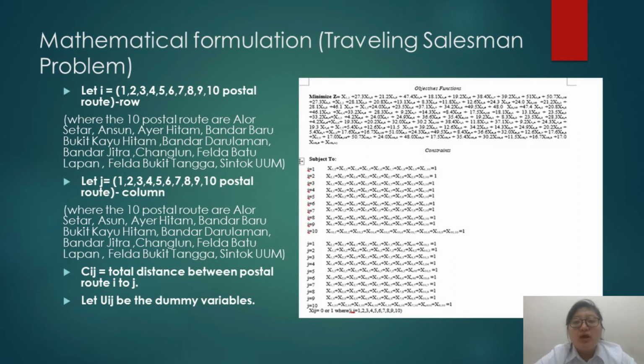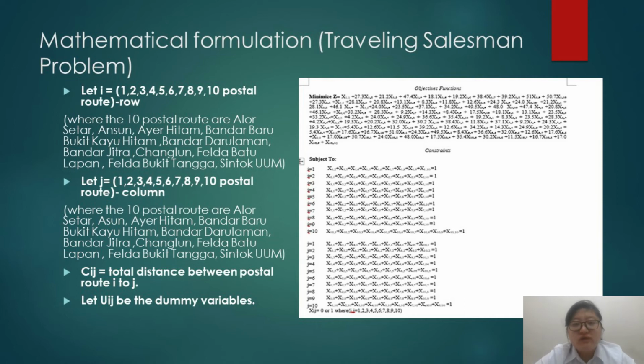First, we use math formulations. Math formulations have an objective function and constraints. The objective function for this study is to minimize the distance, and for the constraints, we let I be 1 to 10 postal routes for the rows, where the 10 postal routes are Alor, Ansun, Air Hitam, Bandar Baru, Bukit Kayu Hitam, Bandar Darul Aman, Madu Jitra, Changlun, Felda Batu Lapan, Felda Bukit Tangga and Sintok UM.